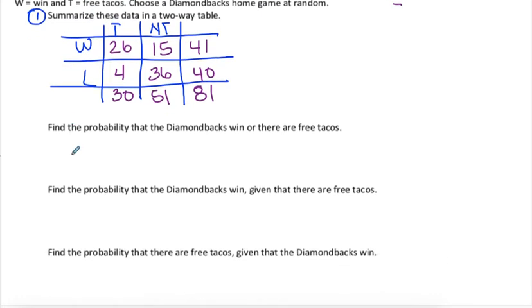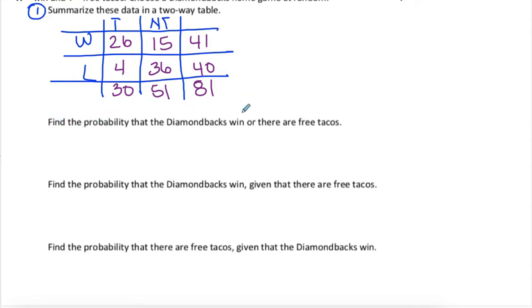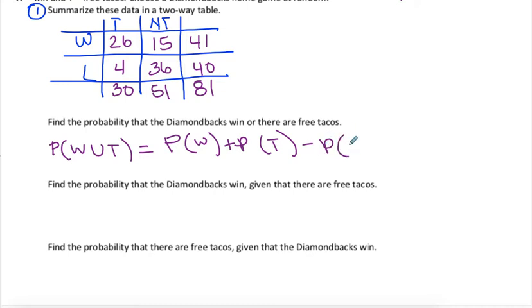We can ask our probability questions and answer them here. Find the probability that the Diamondbacks win or there are free tacos. So the probability that they win, or, I can use my symbol or I can use the word, there were free tacos. By definition, for our ors, this is the probability of a win plus the probability of a taco minus any overlap. So we could check to see if these are mutually exclusive. Can you win and get tacos at the same time? Yes. So this is going to be a number here.